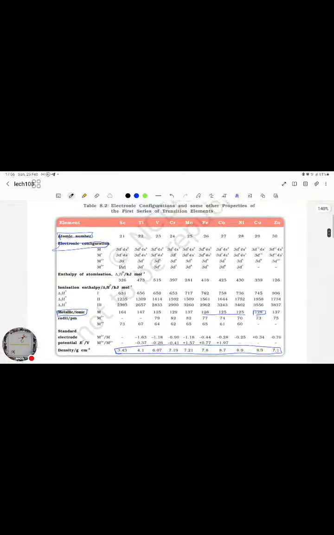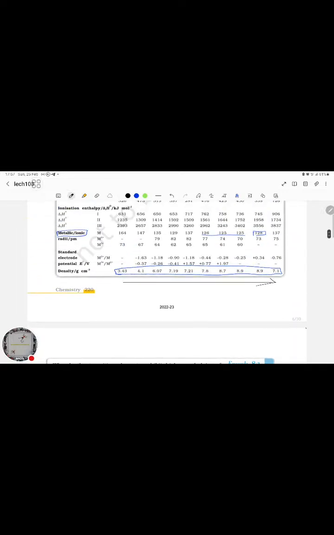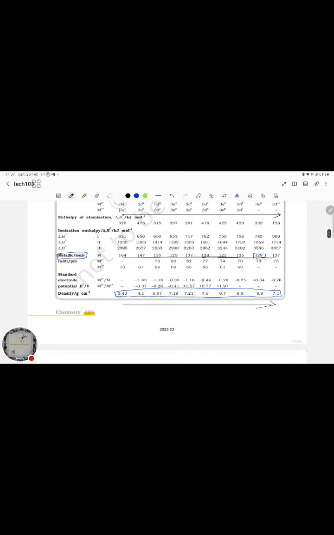So here we have been given a lot of important physical properties: atomic number, electronic configuration, enthalpy of atomization, ionization enthalpy, metallic and ionic radii in picometers, standard electrode potentials and densities. As you can see, the densities are increasing. We have seen the atomic numbers, the configurations, and the metallic or ionic radii depending upon their value. Now we will talk about the ionization enthalpies.